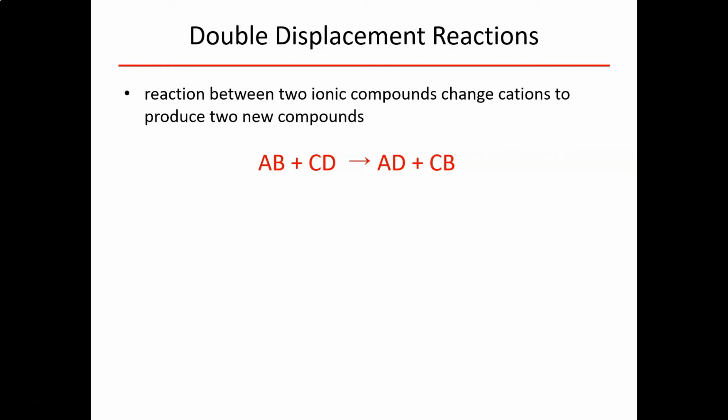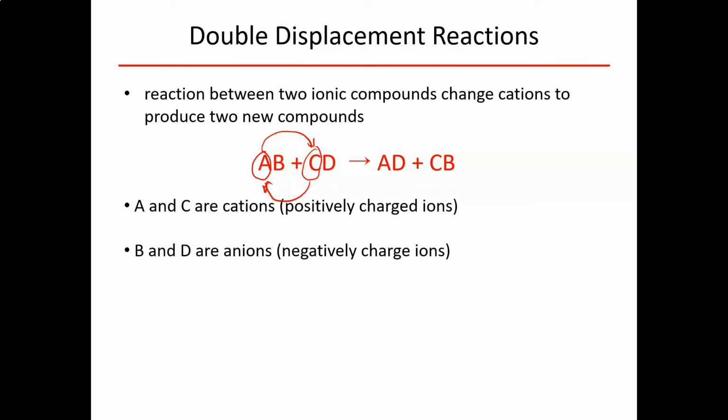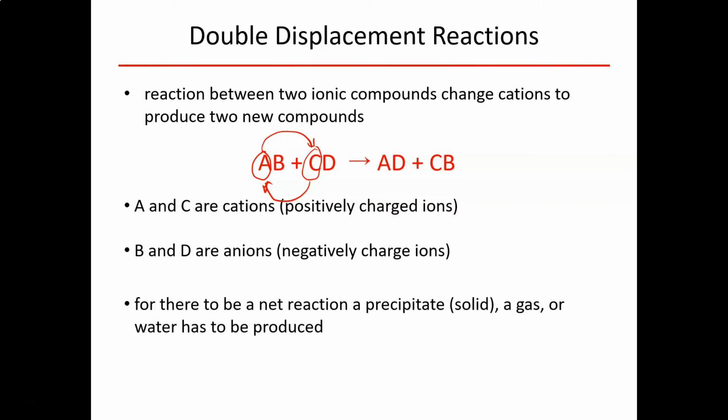Our final type of reaction is called a double displacement reaction. This is basically where our cations and anions in two ionic compounds will swap partners. And so in this case, AB plus CD forms AD plus CB. So metal A and metal C, cation A, cation C will swap partners. Remember, they're positives. C and B and D are negative anions.